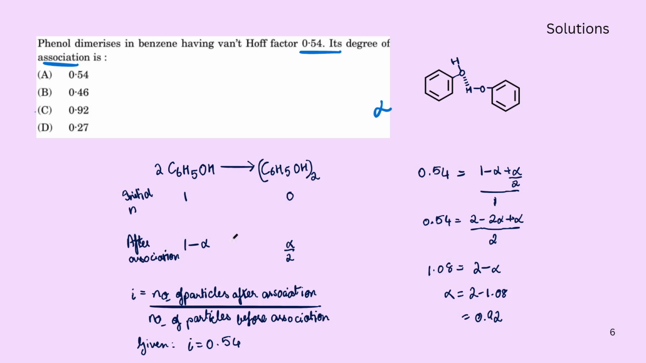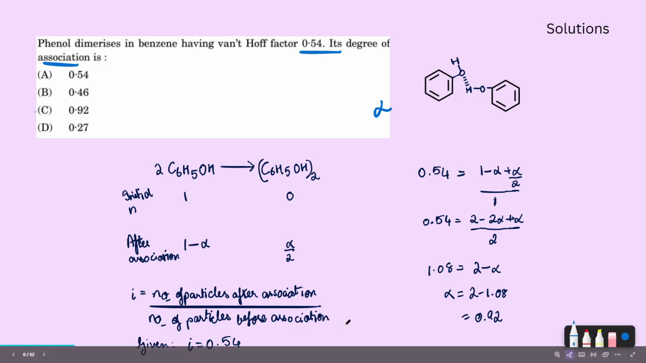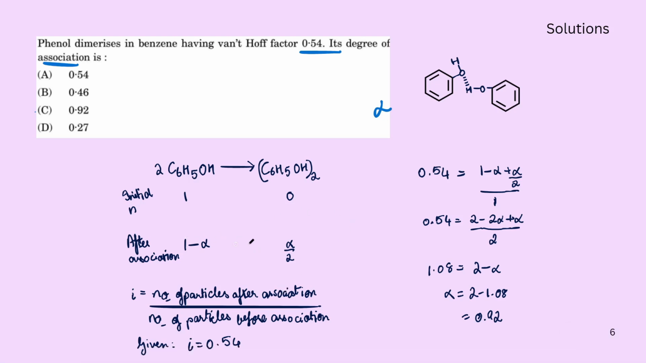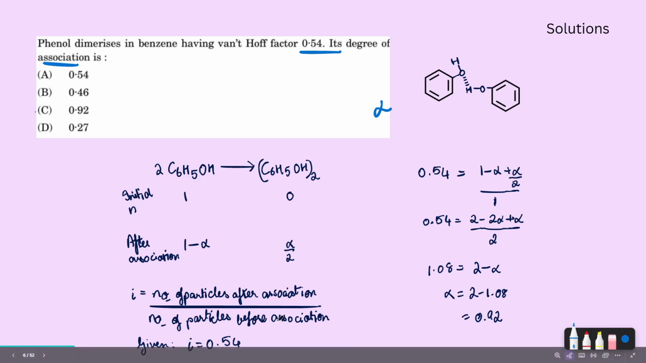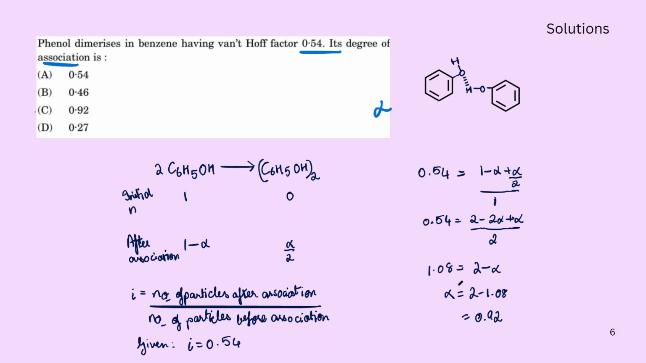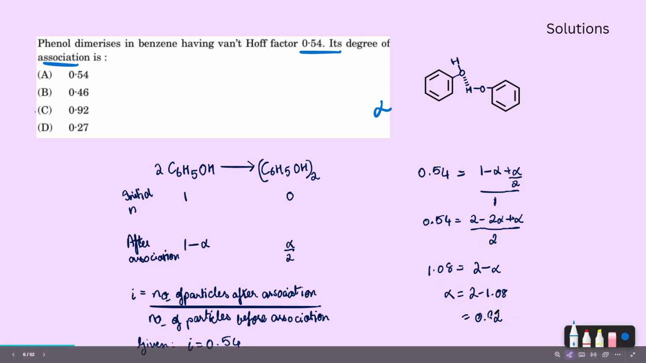Did I say dissociation? I meant association. And then alpha by 2, because two molecules are joined and forming a dimer. That's why it's alpha by 2. Now we know i is equal to the number of particles after association divided by the number of particles before association. We have been given the value of i. The number of particles after association is going to be 1 minus alpha plus alpha by 2, and before association it is going to be 1. We just substitute these values and solve for alpha, which is 0.92, and that is why you have the value 0.92.